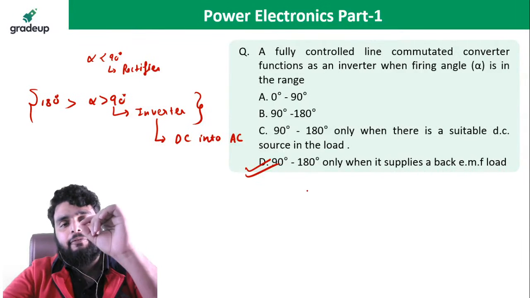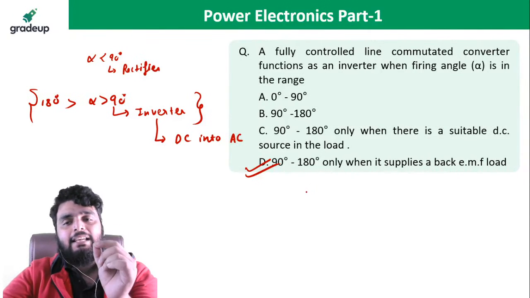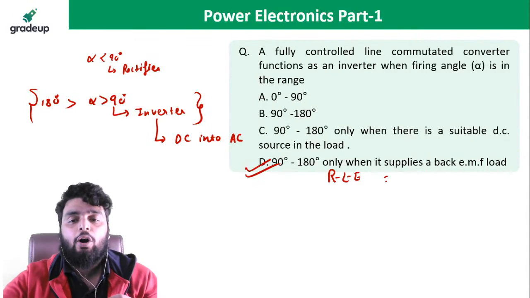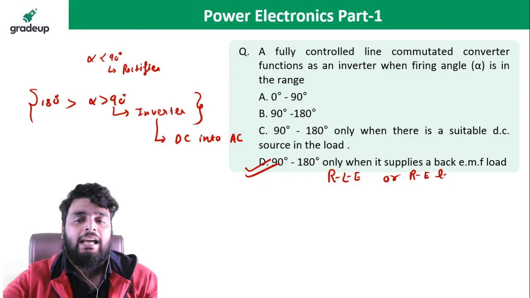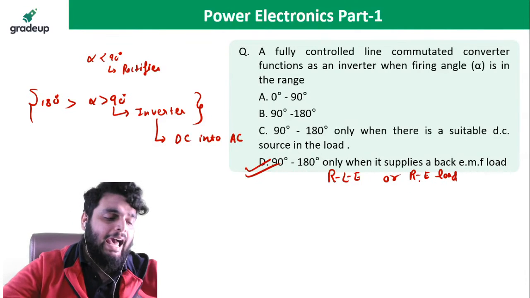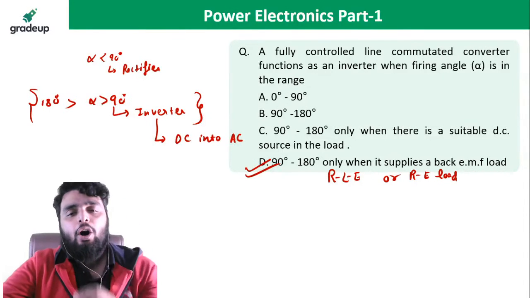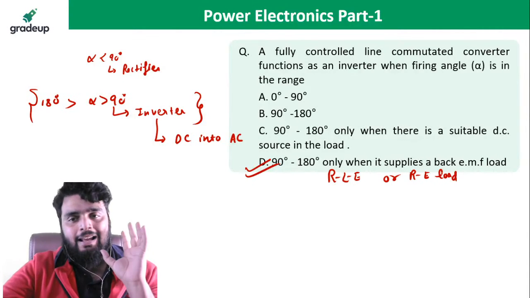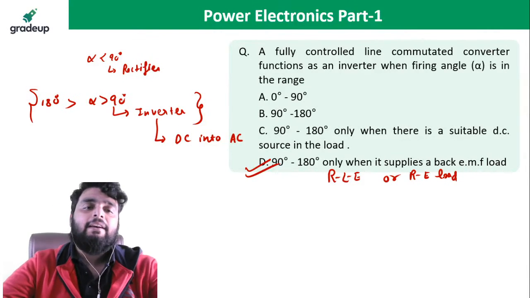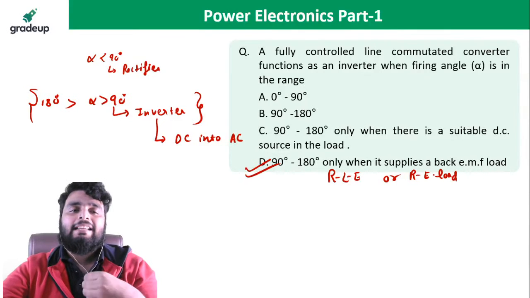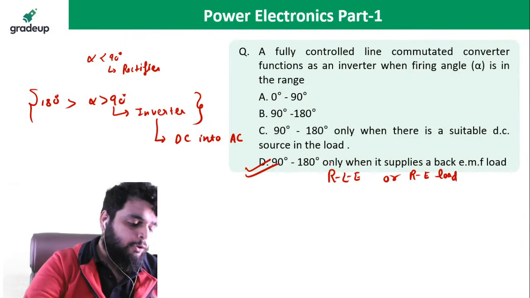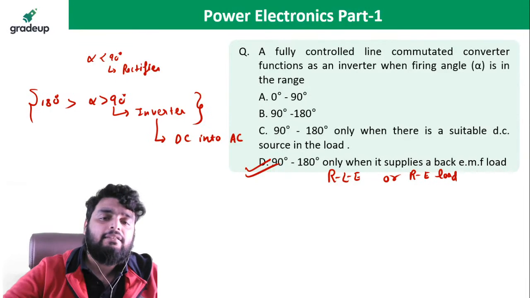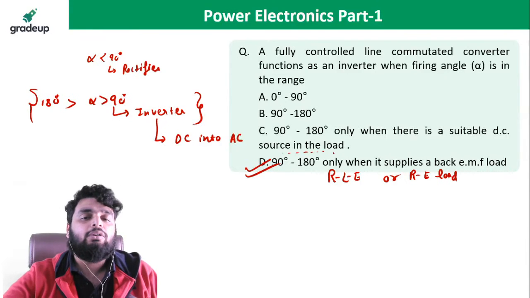When it is a back EMF load, which load am I talking about? RLE load, and we are talking about RE load. If these loads are there and alpha is greater than 90, then only your particular converter will act like an inverter. Otherwise the converter will not behave like an inverter and your output voltage will come out negative. Good. So many people have given C as the answer, but C is not the right answer. Only a DC source is not enough, there must also be a back EMF.